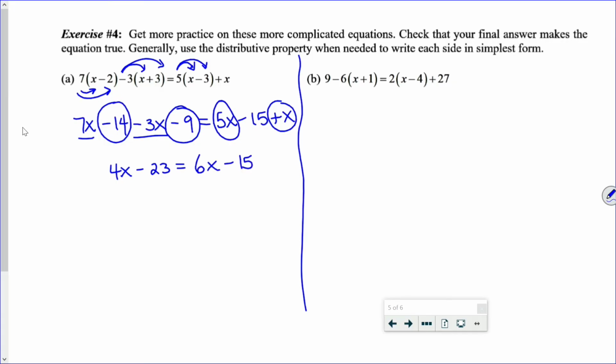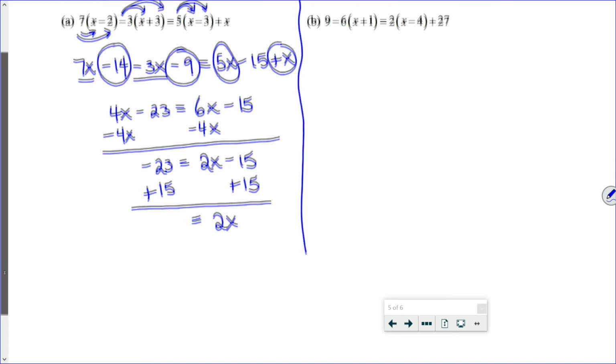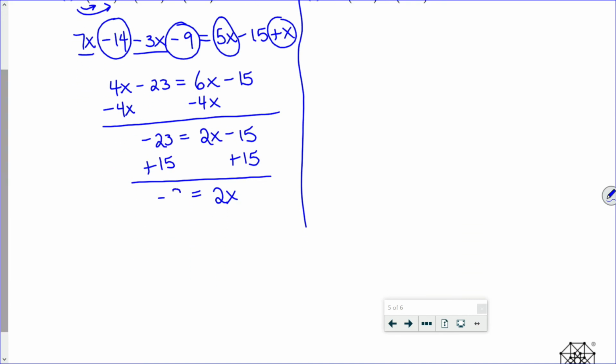Okay, I've now gotten the left-hand side and right-hand side as simplified as possible. I think, again, to keep the coefficient on x positive, I'm going to subtract a 4x from both sides. Gives me negative 23 is equal to 2x minus 15. I'm going to add 15 to both sides. I'm going to get 2x is equal to, negative 23 plus 15 is negative 8. Divide both sides by 2, and I'll get x is equal to negative 4.